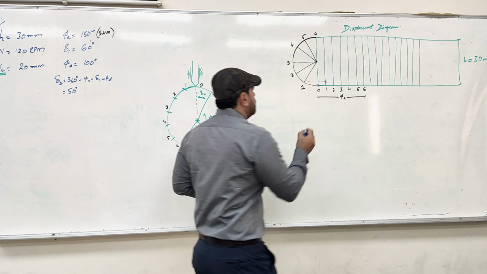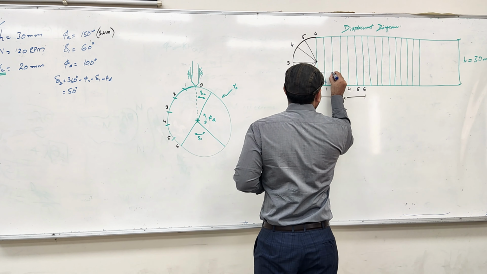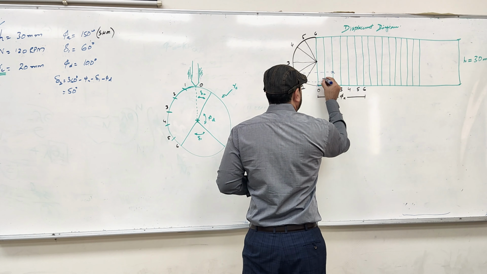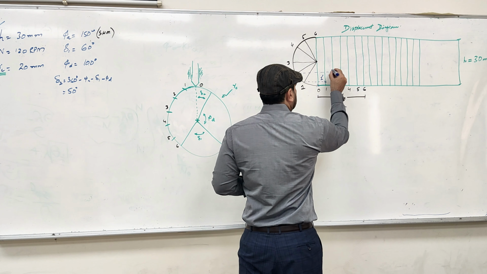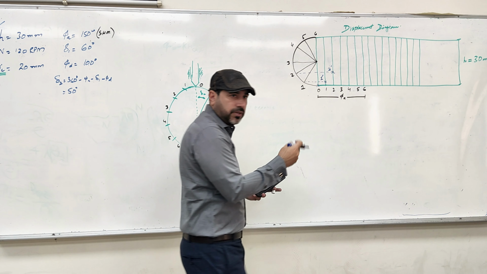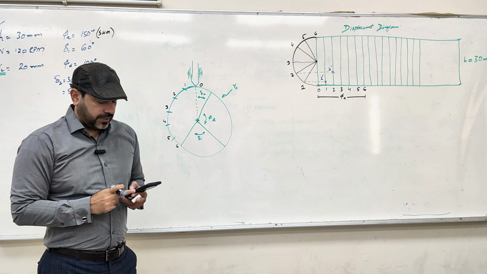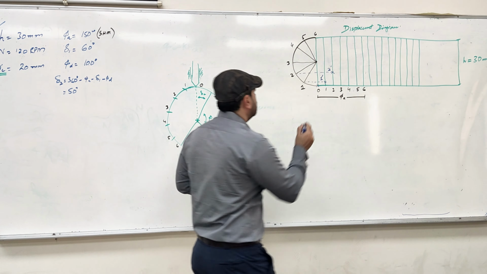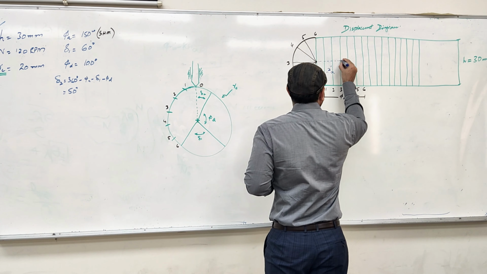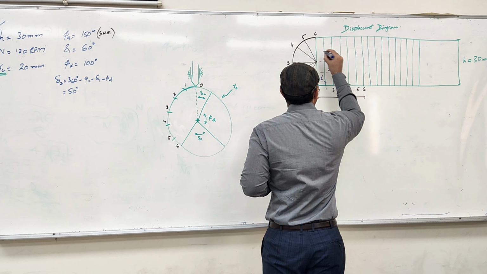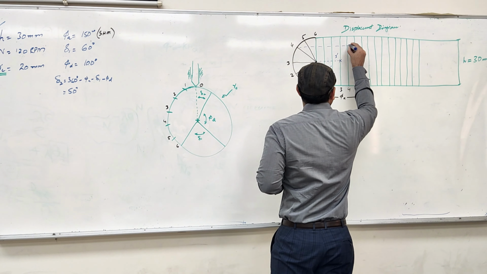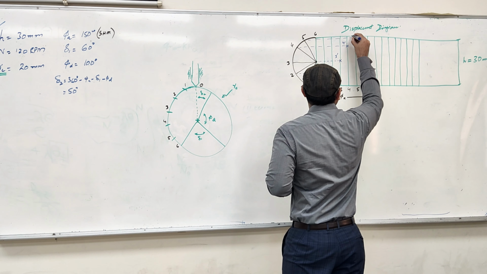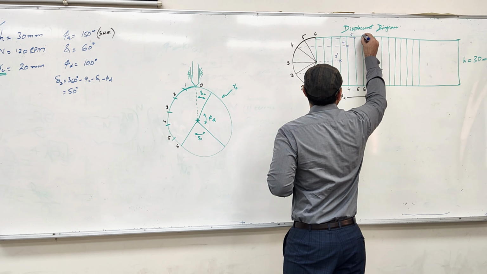Okay. 2 with 2, third point. This is 1 and 1, so we call it 1 prime. 2 and 2, 2 prime, because it's a new point. We get it. Understandable? 3, we take the reference to 3 and 3 prime. 4, 4 prime, 5, 5 prime, and then 6.